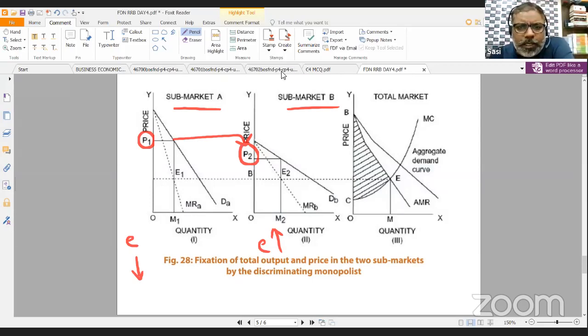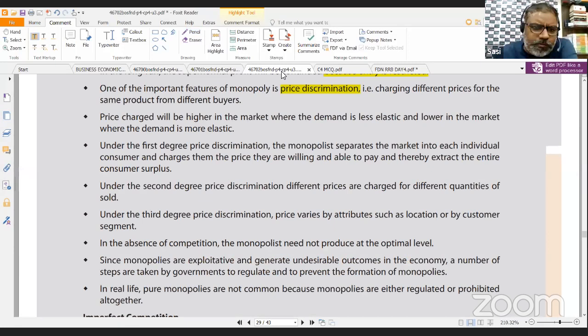That is called price discrimination, which a monopolist follows, where he will charge a higher price where the demand is less elastic, and a lower price where the demand is more elastic. That's it. And there are different degrees of price discrimination. That also is an important question.